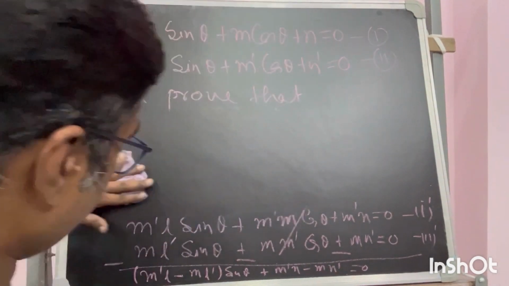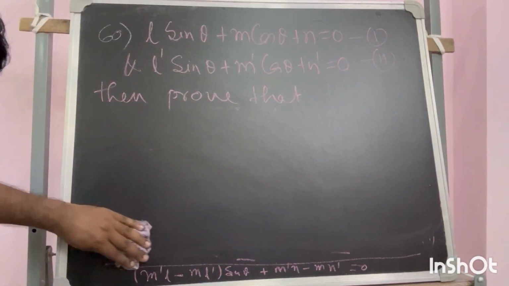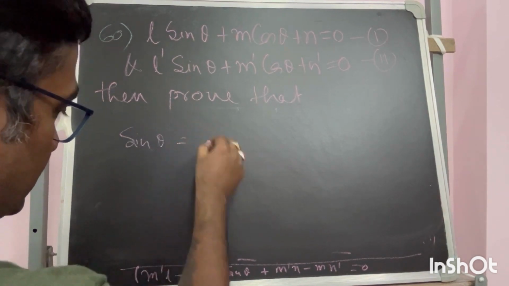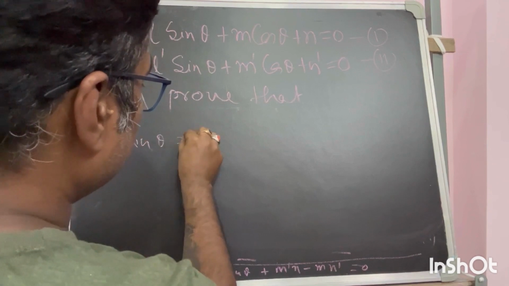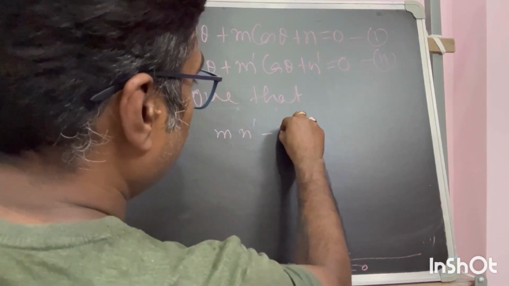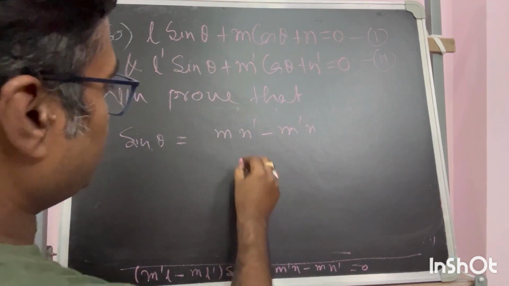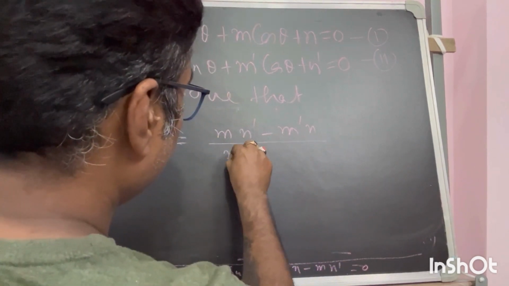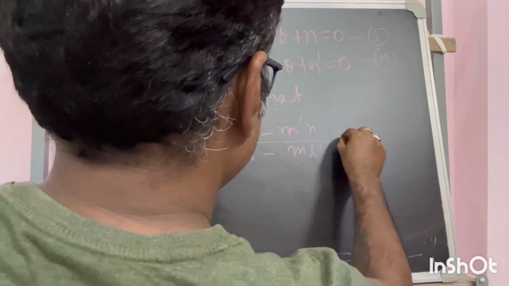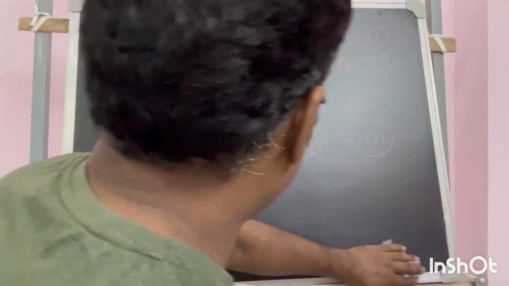So now if this is the case, my ultimate result will be what? Sin theta is equal to this. If it goes on the other side, this part will be positive, the other part will be negative. So that means the sign will change, and the coefficient with the sign will come to the denominator, M dash L minus M L dash. So this will be your third equation, let's say. Okay, now tell me one thing.